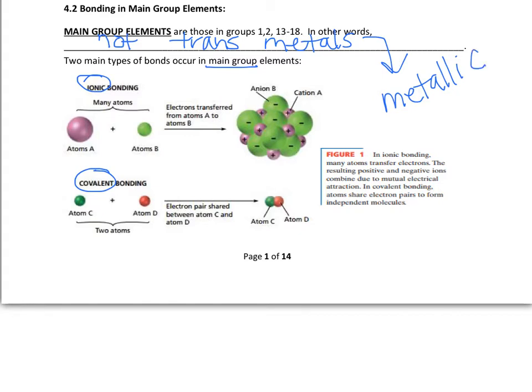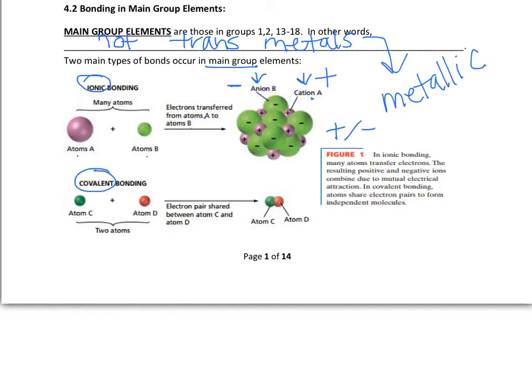So ionic bonding has many atoms, atom A, atom B, and you'll notice the electrons are transferred from atom A to atom B. Someone's losing electrons and going to become a cation, because remember, if you lose electrons, you become more positive. When this one, the cation, loses, then the anion's going to gain the electrons and become negative. And because opposites attract, positive and negative will be attracted to each other and will bond.